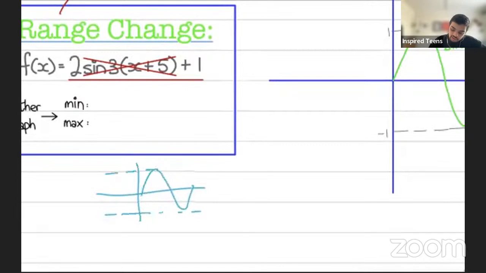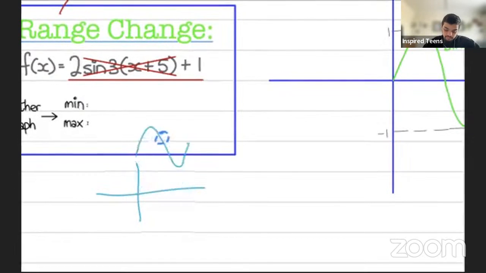So again, shifting left to right, you can clearly see that's not going to affect the range. However, if I have that instead, that's definitely going to affect the range because my maximum and minimum are changing. Or alternatively, if I shift it up or down, it's definitely going to affect the range because it's going to affect the y value.